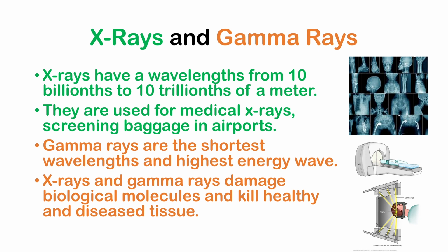Gamma rays are the shortest wavelengths and the highest energy waves. This stuff is some nasty stuff. Both of them can kill living tissue and biological molecules, and so whenever you get radiation treatment, it's either going to be X-rays, and more than likely gamma rays, and they're going to use that to kill cancer and tumors and diseased tissue.